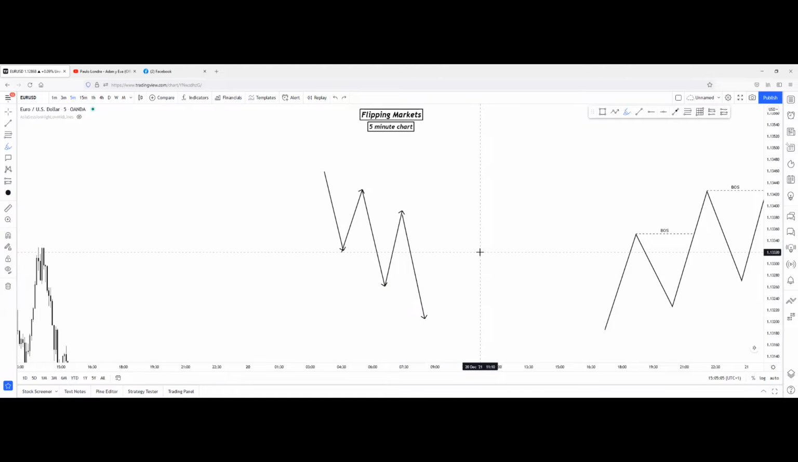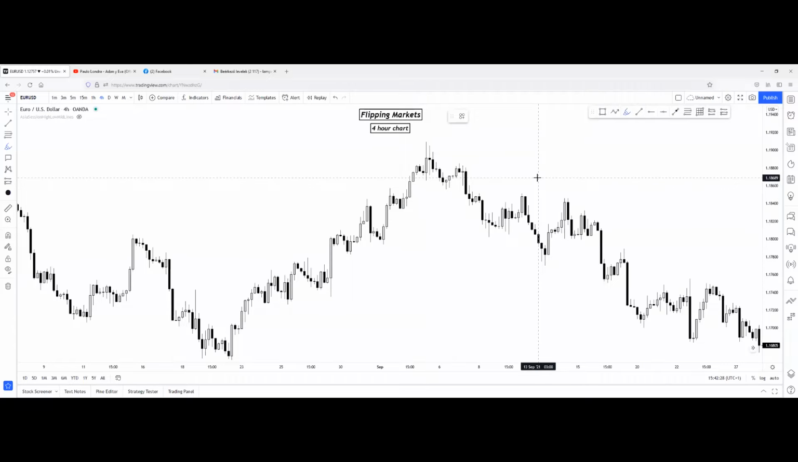And if the pullback happens, if it respects the last lower high, which is this one, it can continue the overall bearish trend. So that's a live example for this.